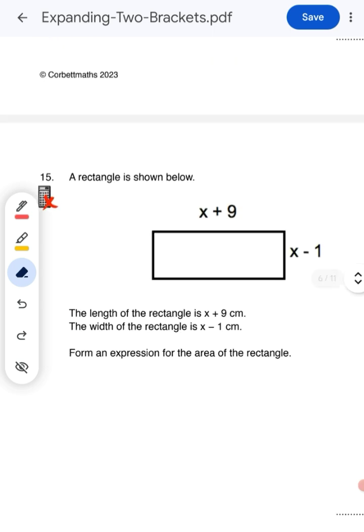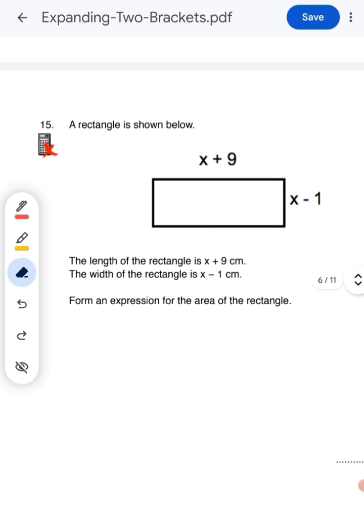Okay, let's solve this out. This looks like an interesting question. Question number 15 says the length of a rectangle is x plus 9 and the width of the rectangle is x minus 1. Find the expression for the area of the rectangle.